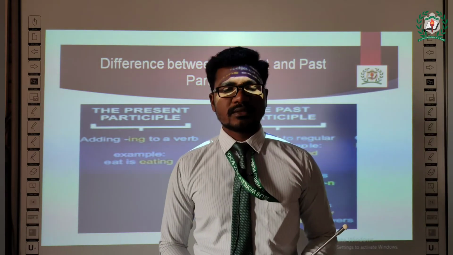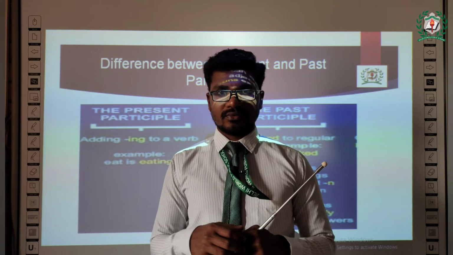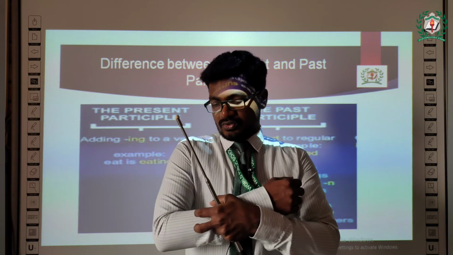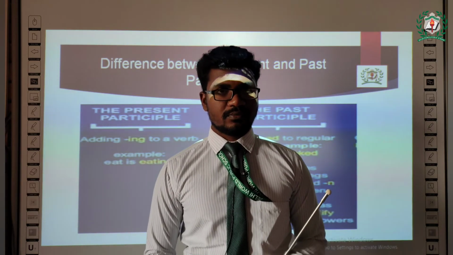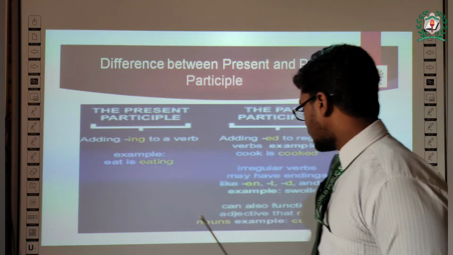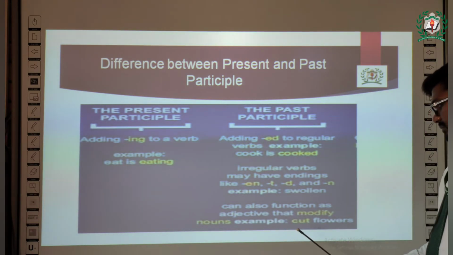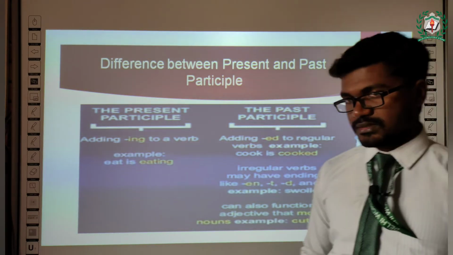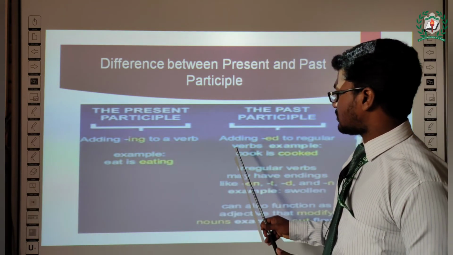So what is meant by swollen? Swell, right? When you hit somewhere, it gets swollen. So in past participle we will be using -en. It can also function as an adjective that modifies nouns. Example, cut flowers. Sometimes cut, we don't have any other, cut wood, right?